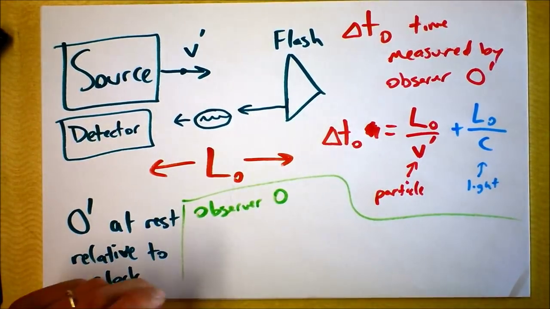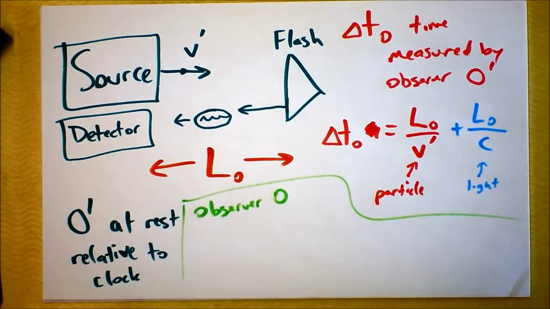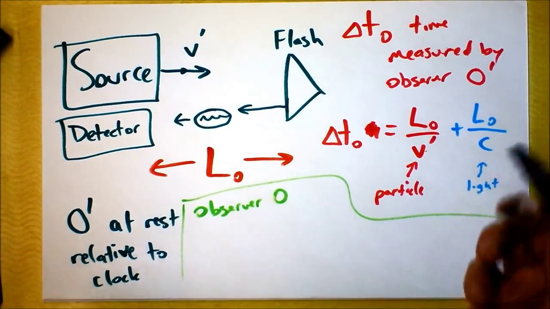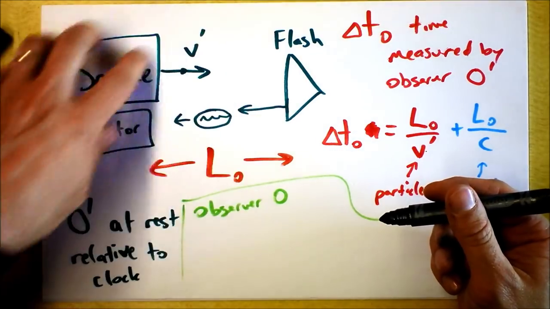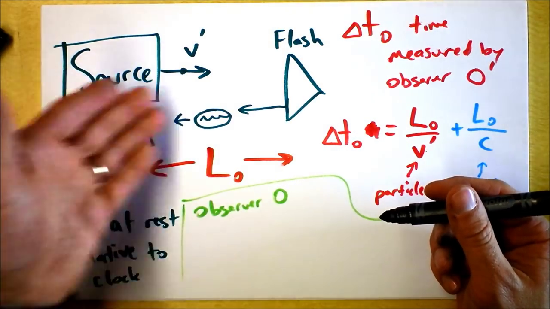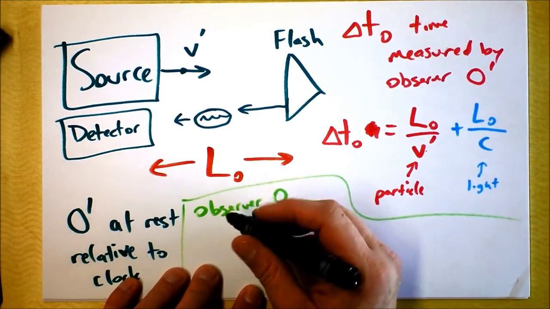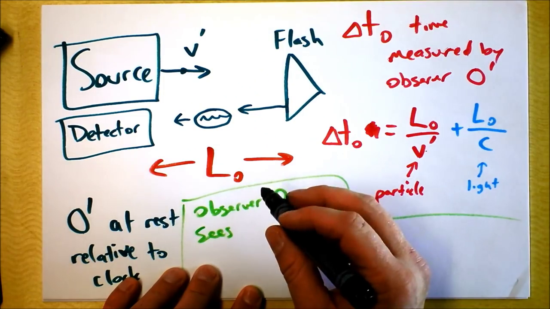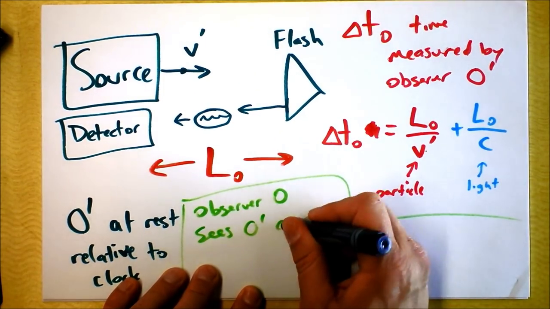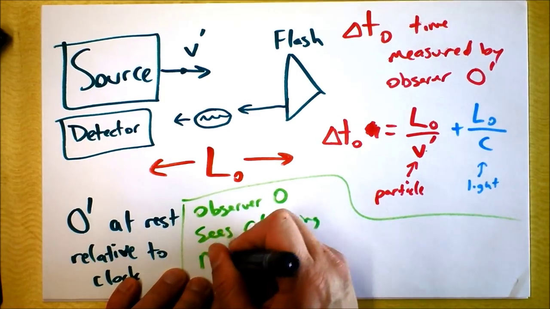Mary is moving to the right. No, that's not good. Let's have her move to the left. All right. Actually, Mary's moving to the left because when Mary looks at observer O prime, the apparatus, she sees the apparatus moving to the right. So observer O sees O prime going right.